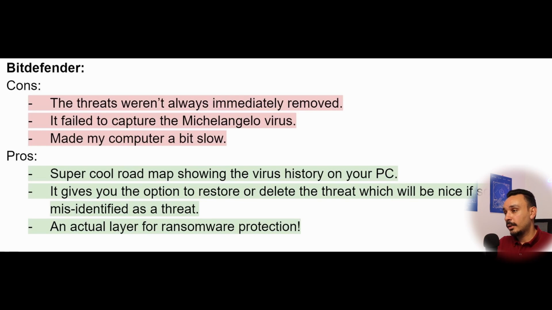The pros of Bitdefender is this super cool roadmap that they show you with where the virus started, what kind of effect it had on your computer, and how it was remediated. And it gives you the option to restore the file that was deleted, which is super helpful if it was a misidentified file. And the fact that it has an actual layer for ransomware protection is already super good. Let's say for some reason you needed to turn off the antivirus, you still have this layer in place and it will still protect your computer.